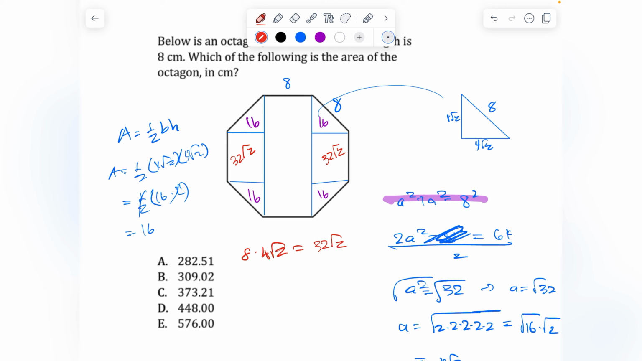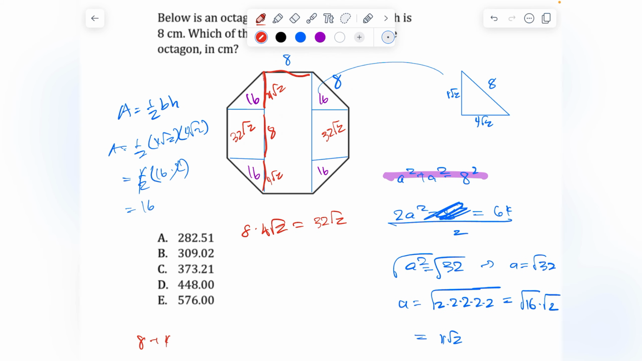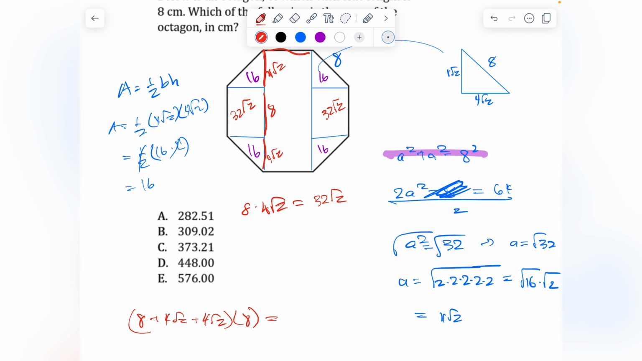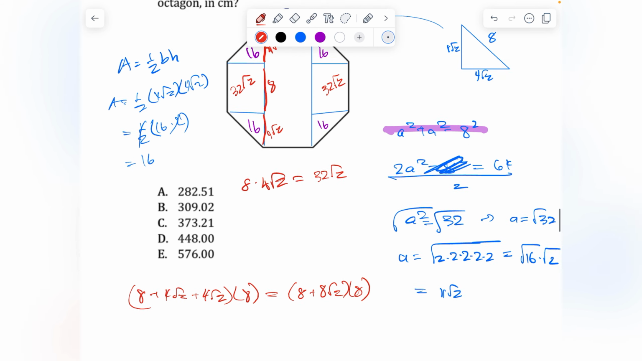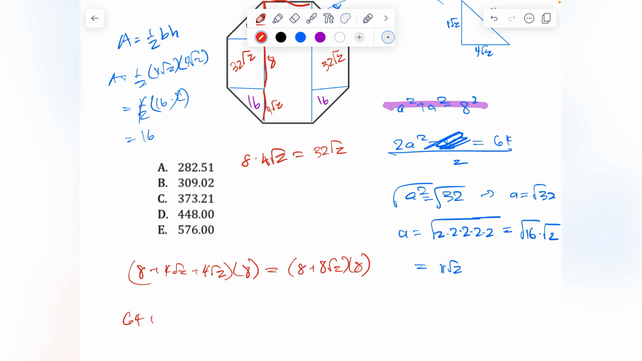This is the most complicated because you have a 4 square root of 2, 4 square root of 2, and then you have an 8, and you have an 8. So if you add up this side length and multiply by that side length, you will get the answer. So 8 plus 4 square root of 2 plus 4 square root of 2. Sorry, I'm a little sloppy as I'm working really fast. All multiplied by 8 is going to give you the area of that giant thing. It simplifies to 8 plus 8 square root of 2, all times 8. That's just going to give you 64 plus 64 square root of 2.